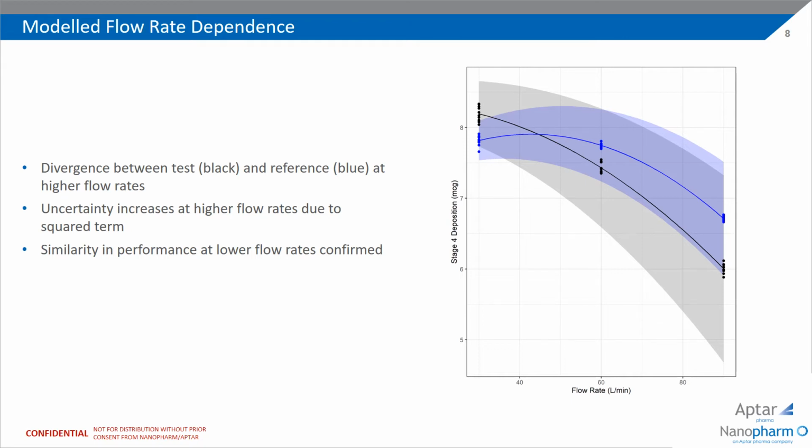After the model was specified, we then fit it to our data, and here you can see the test data in black and the reference data in blue. Both sets of data fit the model fairly well, and you can see the divergence at higher flow rates quite clearly. The ribbons surrounding the lines and data points are the prediction intervals, and these are what we're interested in for doing further inference using this data set and model.